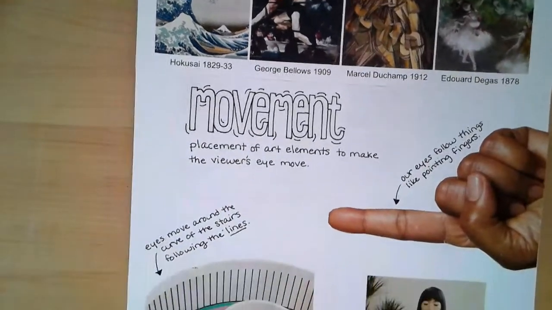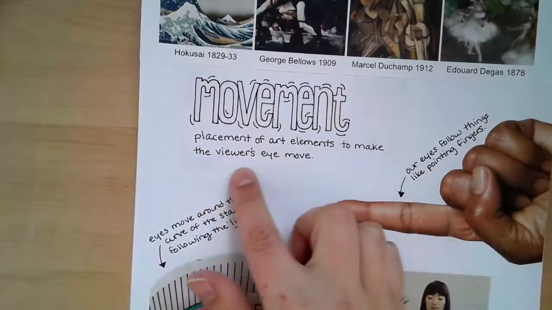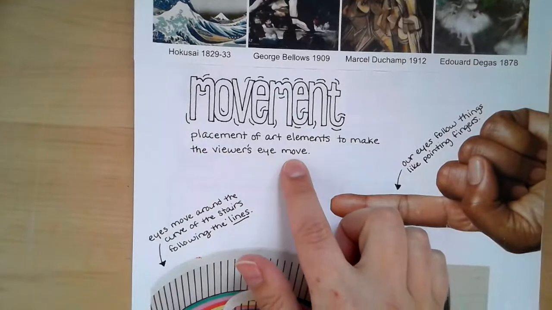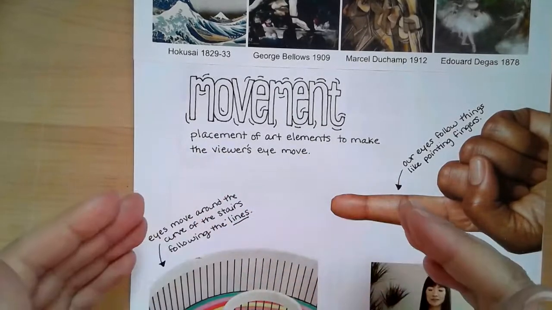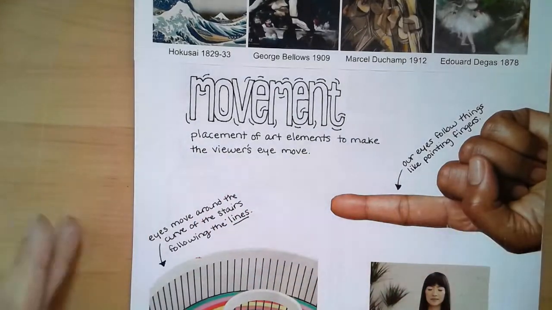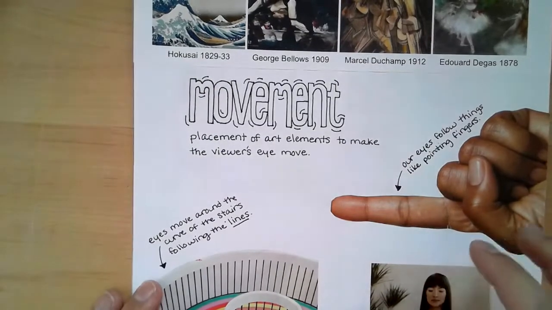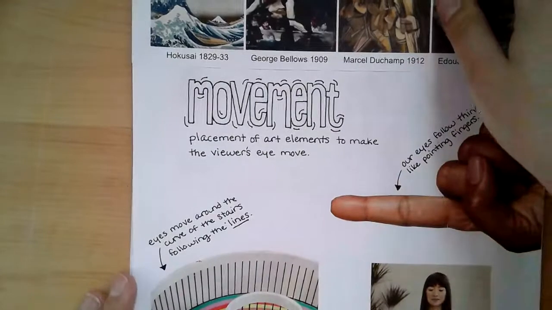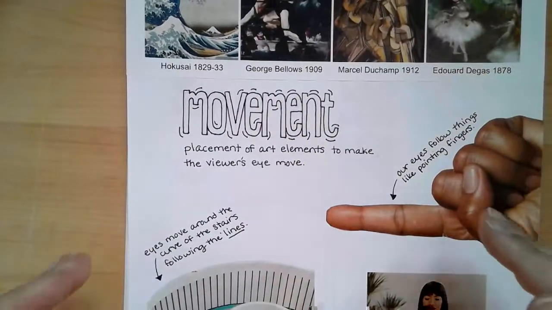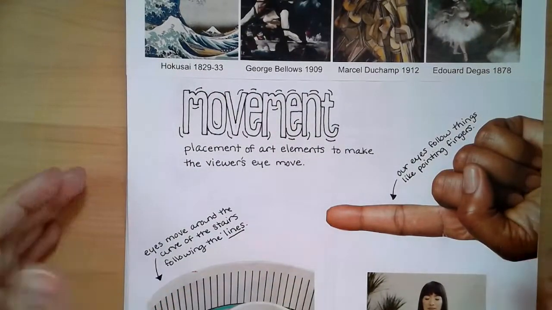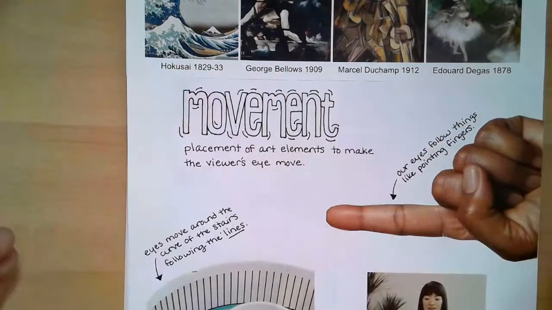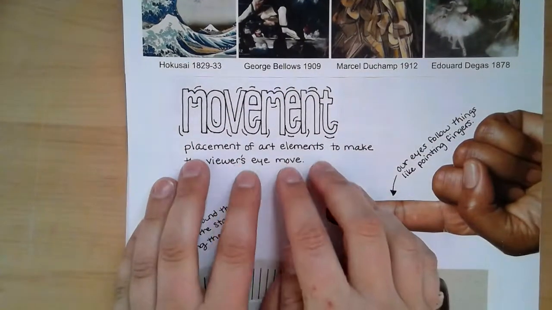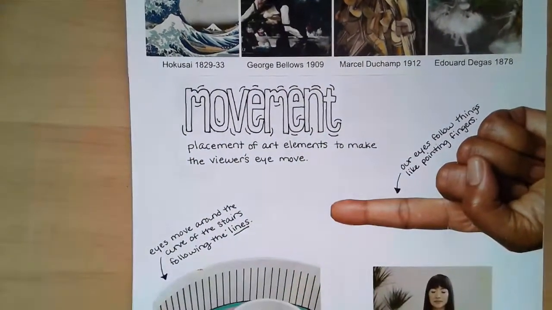So movement is the placement of art elements to make the viewer's eyes move. So it's your eyes moving towards a specific part. And we were talking about focal point when we were talking about emphasis. So movement is when we use art elements like lines, shapes, colors to make your eyes move towards that focal point. And that's how we describe it. We talk about things having movement.